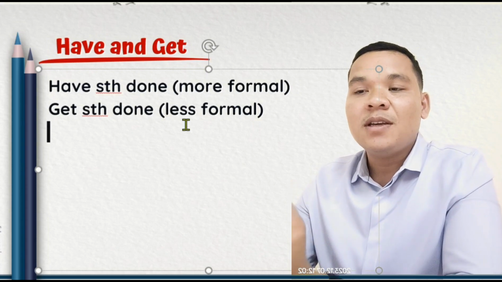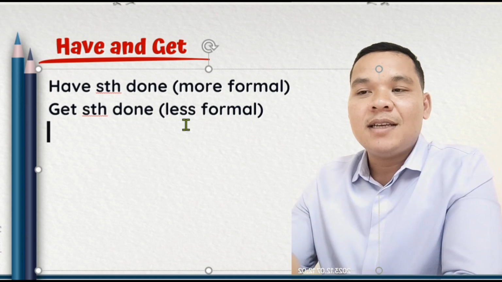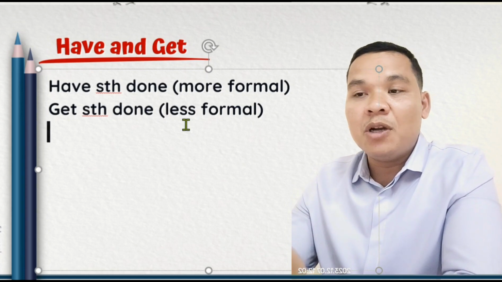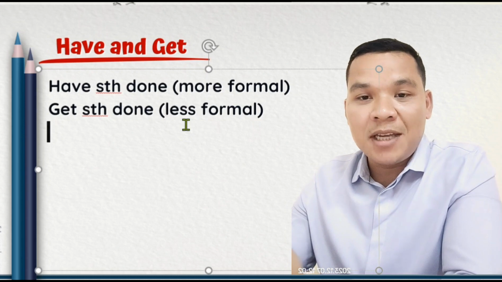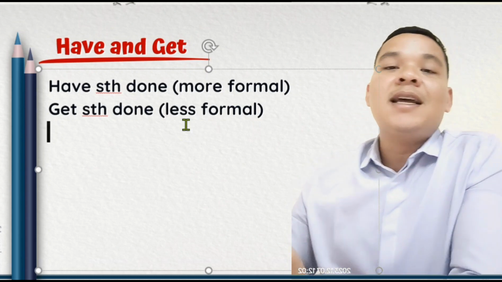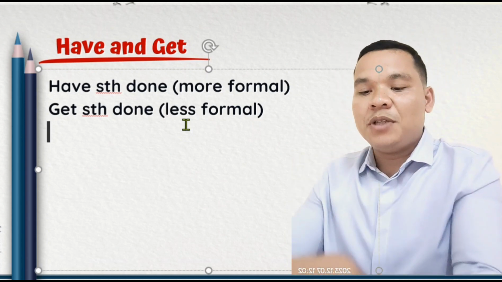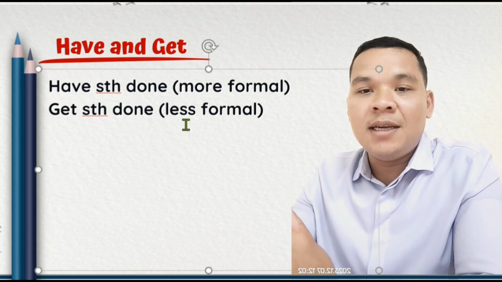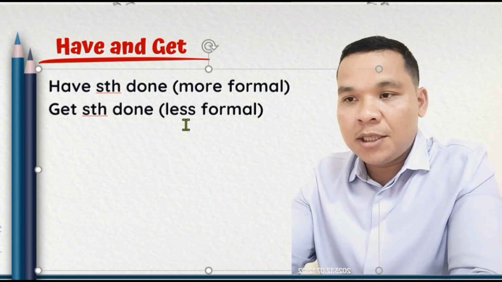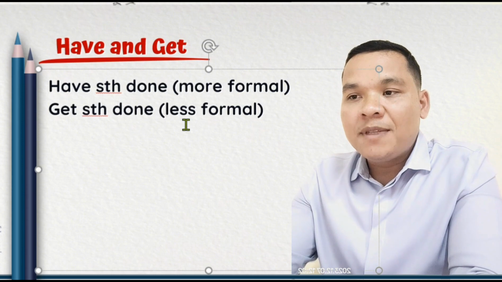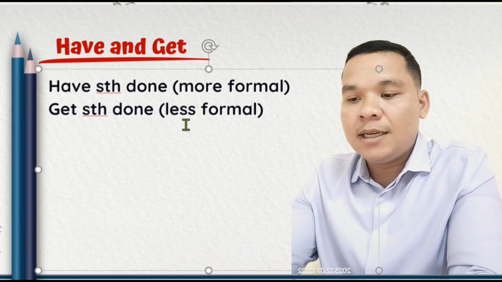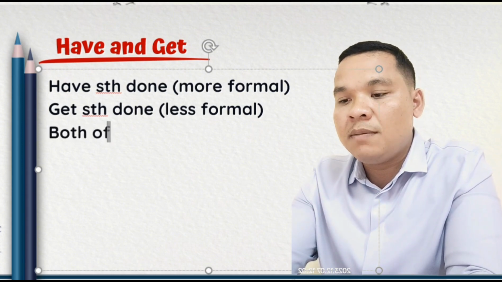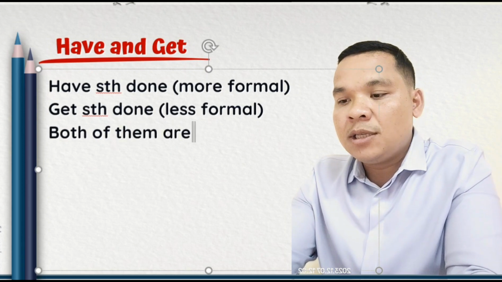So, have something done and get something done. Before I move everyone to see the usage, I want everyone to understand the meaning first, referring to the action. How are they used in English grammatical usage? Have something done and get something done, both of them are just the same.